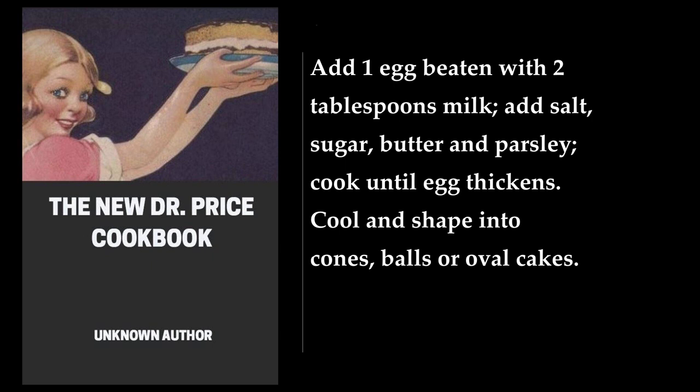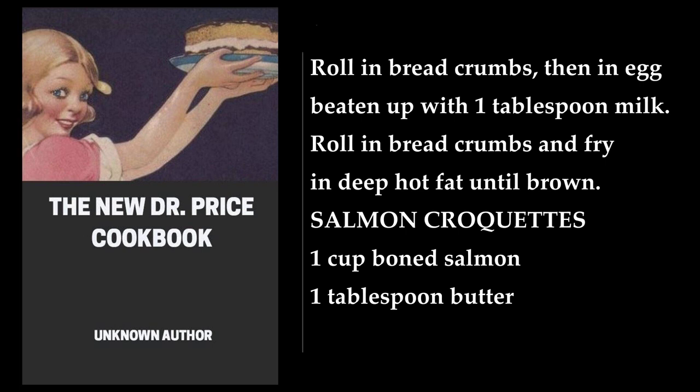Cool and shape into cones, balls or oval cakes. Roll in bread crumbs, then in egg beaten up with 1 tablespoon milk. Roll in bread crumbs and fry in deep hot fat until brown.